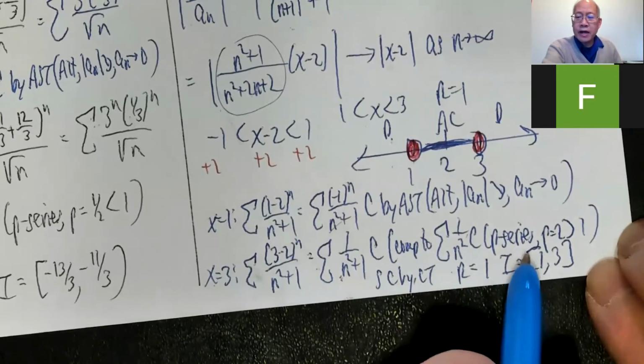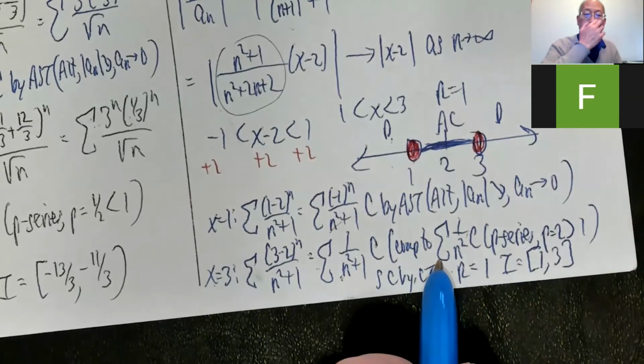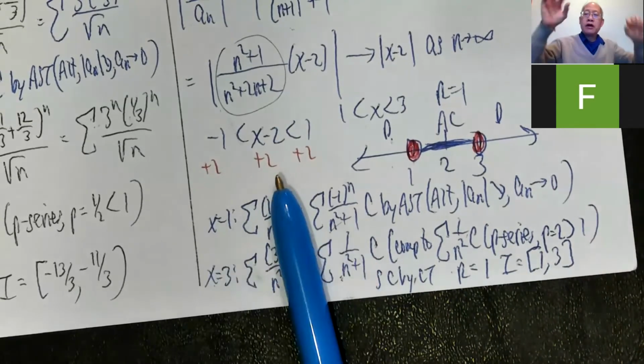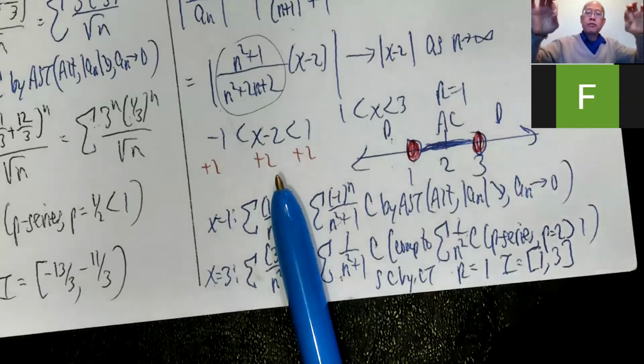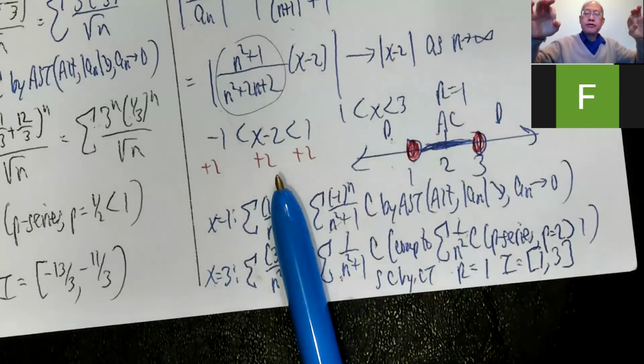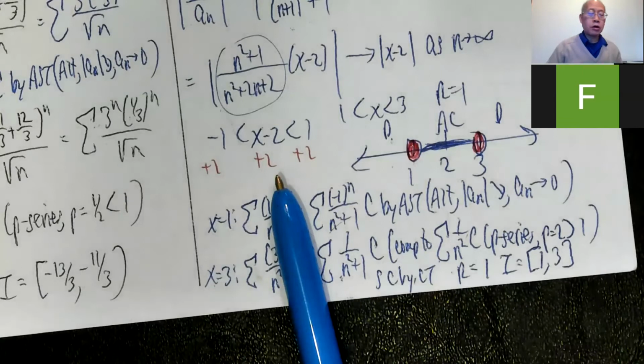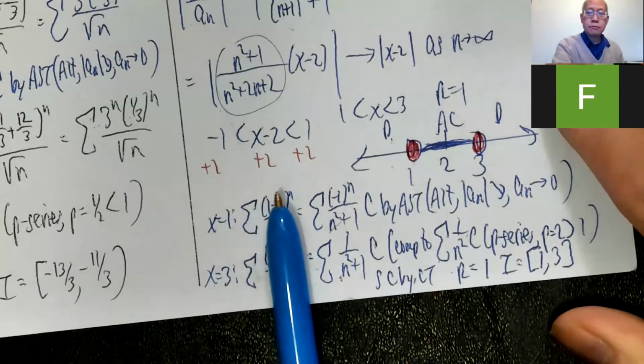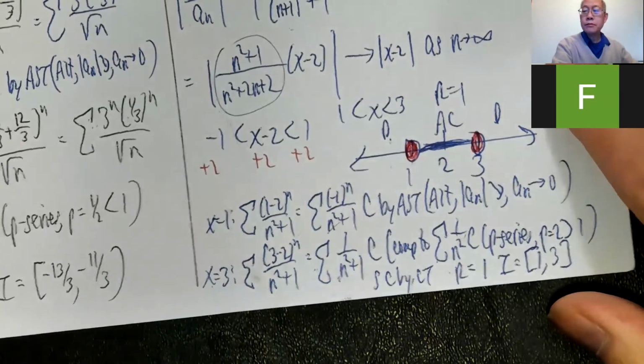Interval of convergence is bracket 1, 3 bracket. So again, you could have the two endpoints open, open. We've seen that. Closed, closed. We've seen that. Or one of them open, one of them closed. All of those are possible.